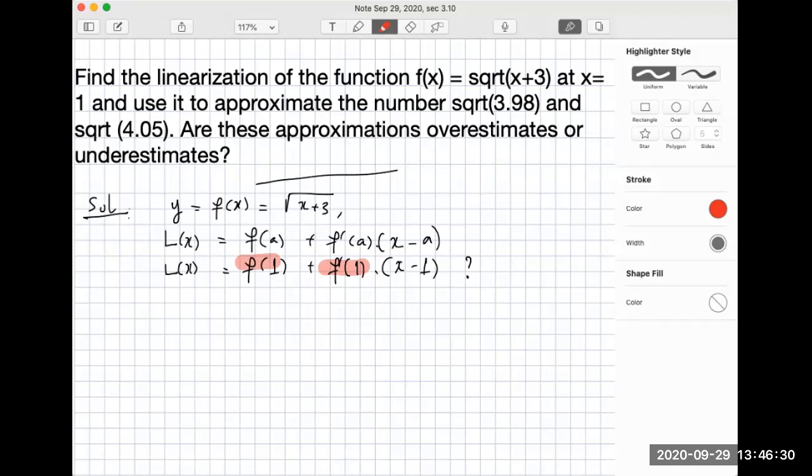Okay? So from this, what is f(1)? 2. Perfect. Who was that? Michael. Thank you, Michael. And it is very fast, Andre. So it will be square root of 4, which is 2.